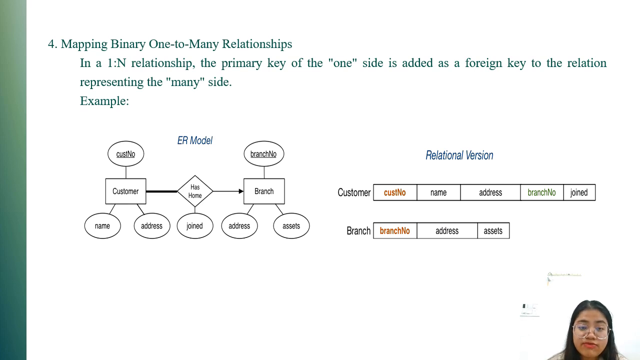Next, we have mapping of one-to-many relationship. In this one-to-many relationship, we are going to take the primary key of the entity which has only one relationship and put it in the entity which has multiple relationships as a foreign key.